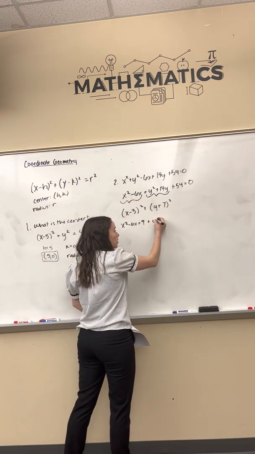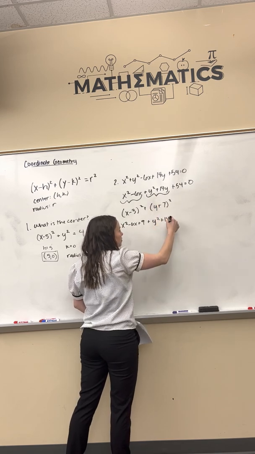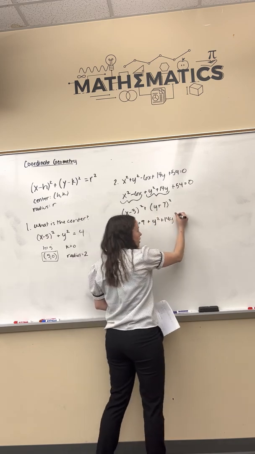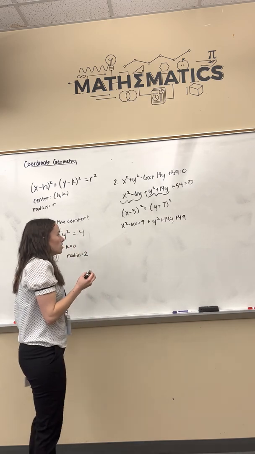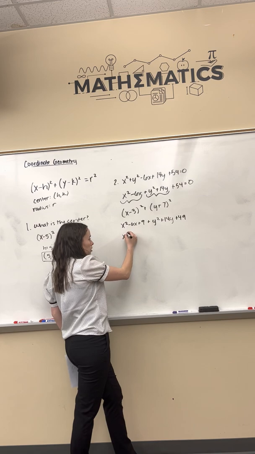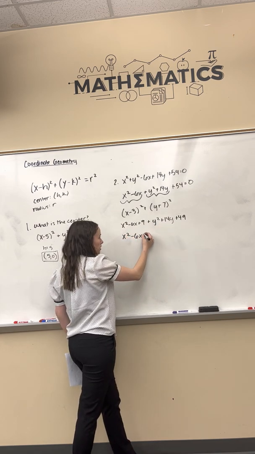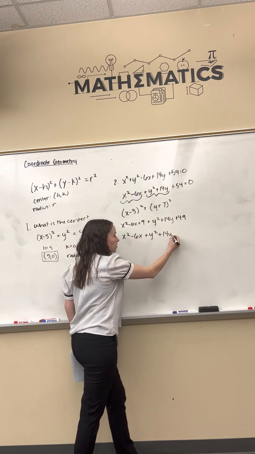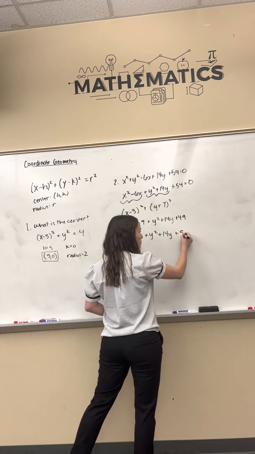Okay. Over here, we get y squared plus 14y. Again, we already have that. And then 7 squared is 49. Trying to think back to the original equation, we're going to just move the 9 and 49 together. So we're left with x squared minus 6x plus y squared plus 14y plus 49 plus 9, which is 58.